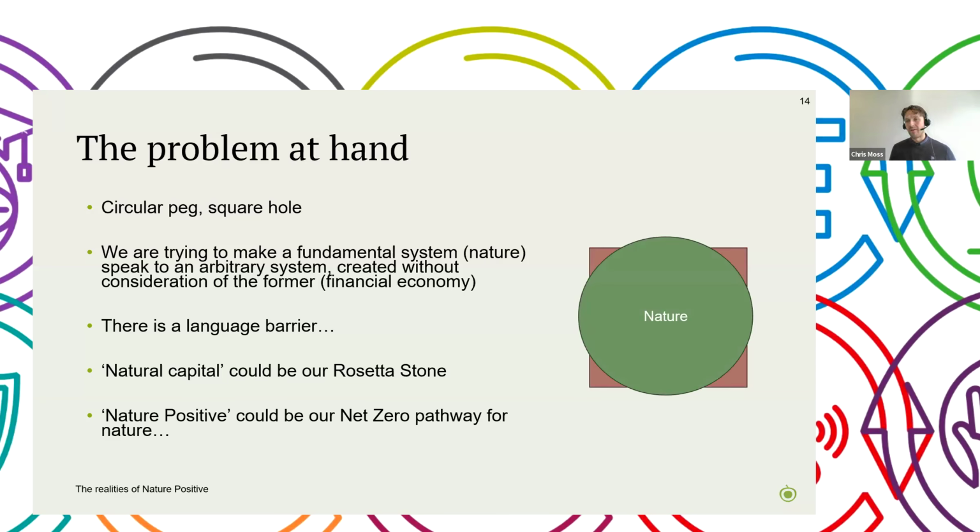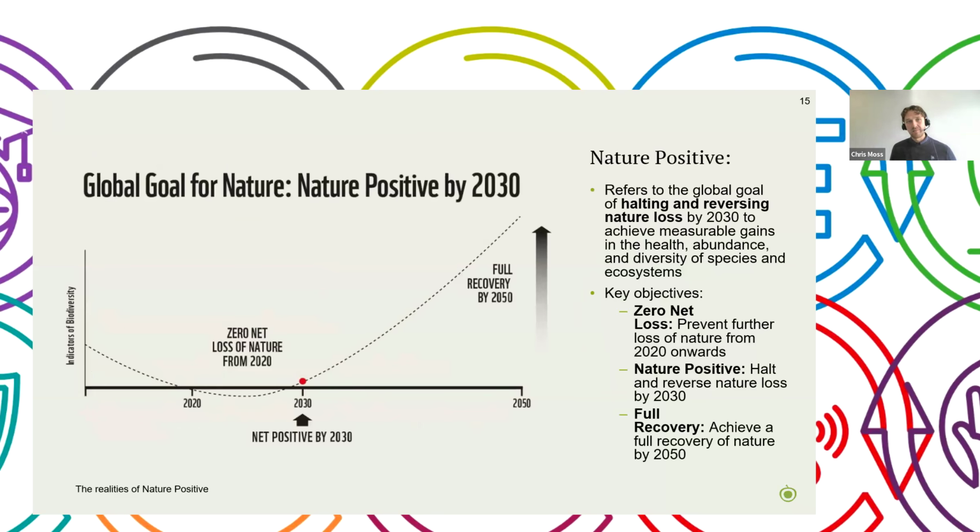So there's this language barrier, and thinking about nature positive, thinking about stocks and flows of natural capital can be our Rosetta Stone, really, to address this language barrier and this misinterpretation or misalignment. And with that, nature positive as a framing, as a concept, as a framework, could be our equivalent net zero pathway, but for nature.